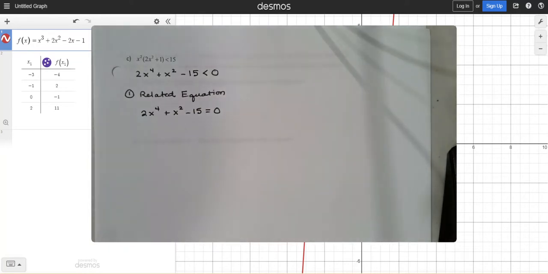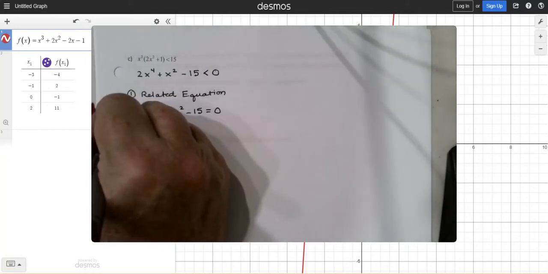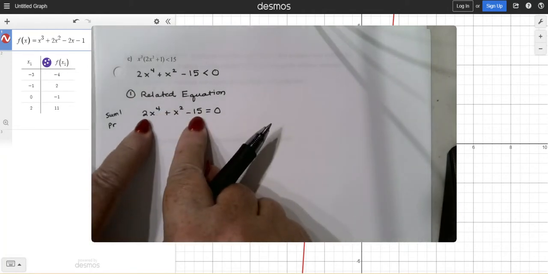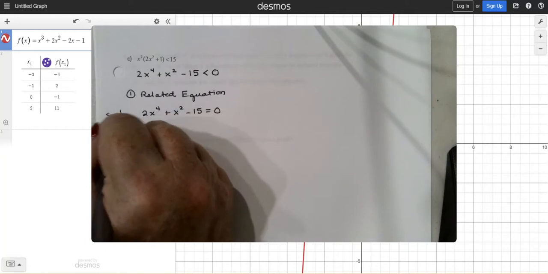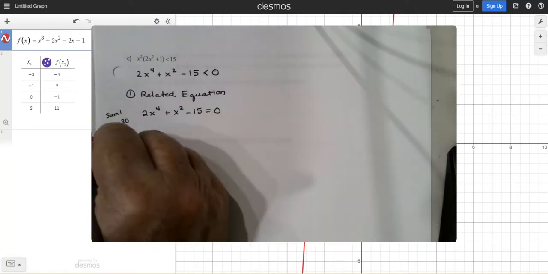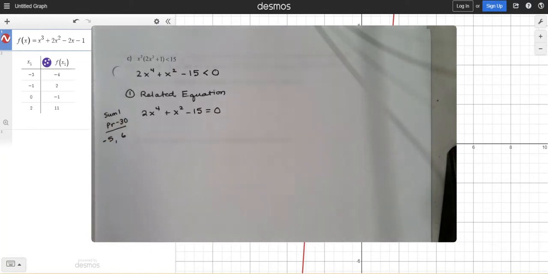And this time I've got a trinomial. If I'm going to be able to factor this, I would need a sum of 1 and a product of negative 30. And I think it's going to work this time. If I go with 5 and 6, put the negative on the 5, that'll add up to a positive 1.